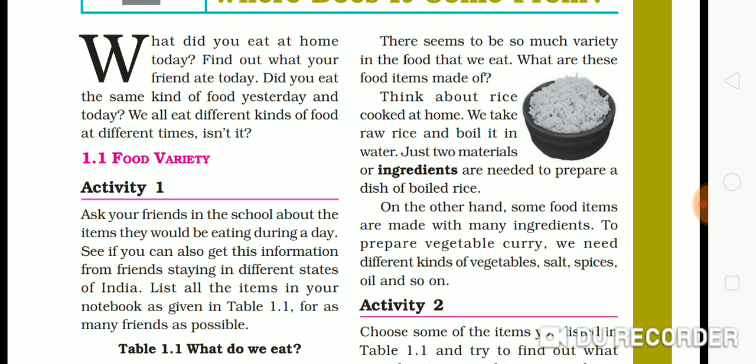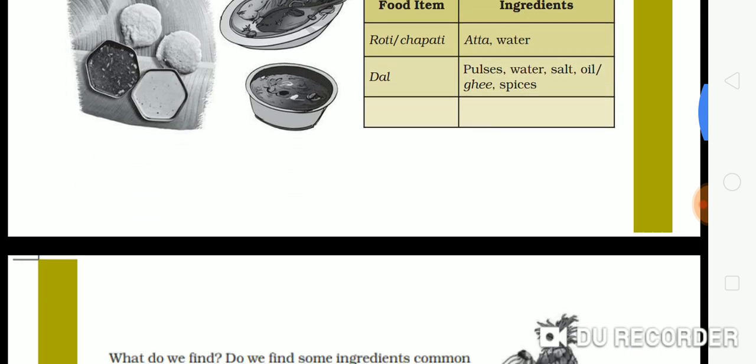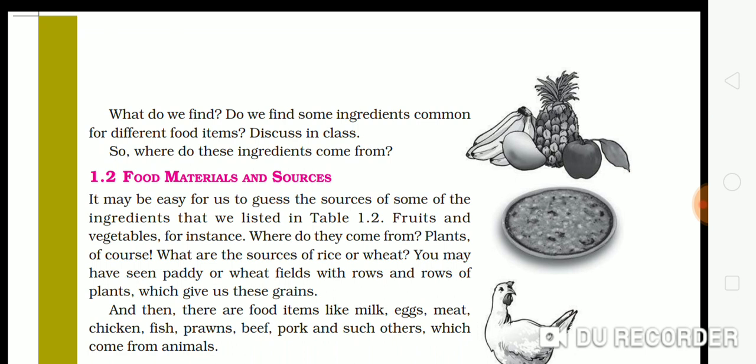So in this way you have to make a list of whatever you eat in a particular day, click the picture and post it in the group. So this is your assignment. Got it? When you complete this activity, you have to write at least three food items for this assignment.